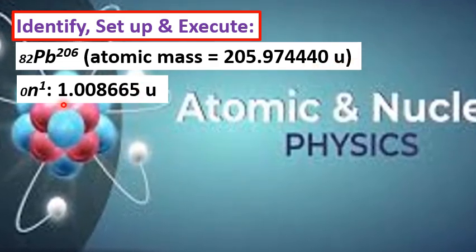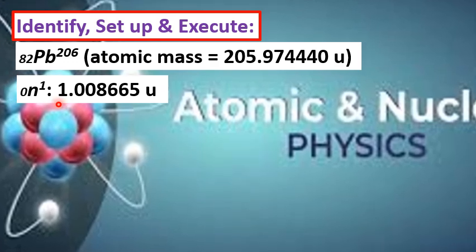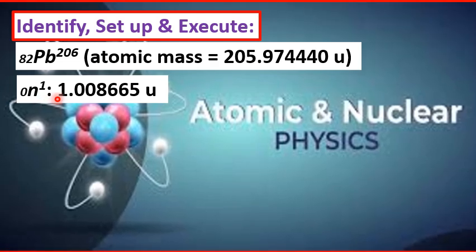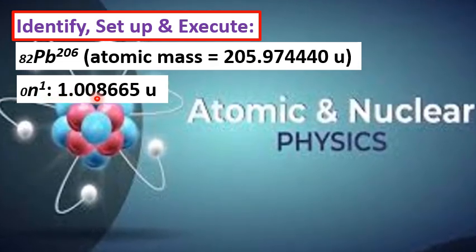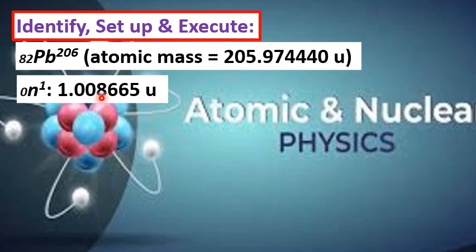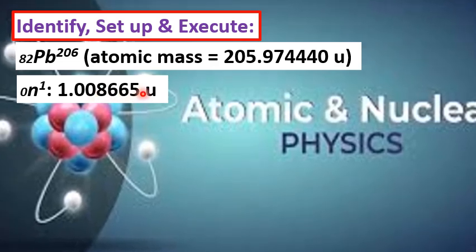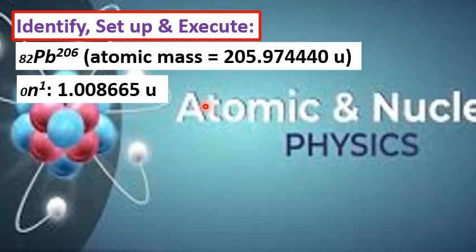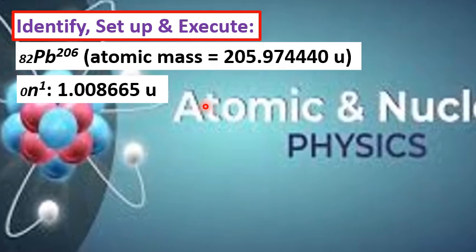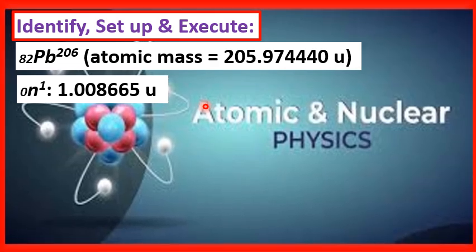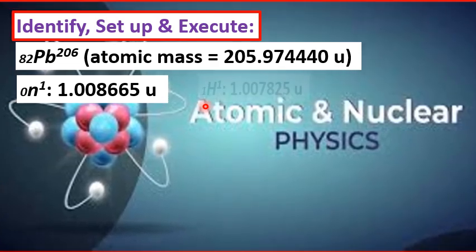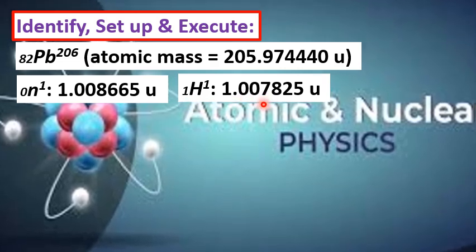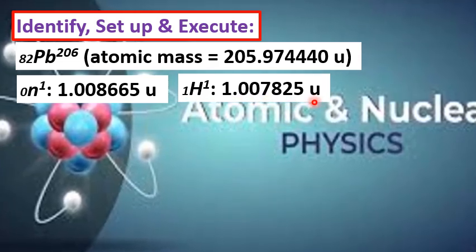Likewise, we need the mass of the neutron particle, given here as 1.008665 atomic mass unit. And also, we need the atomic mass of the neutral hydrogen atom, which is 1.007825 atomic mass unit.